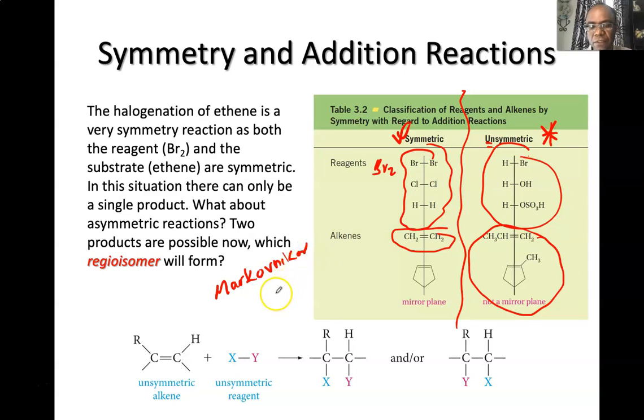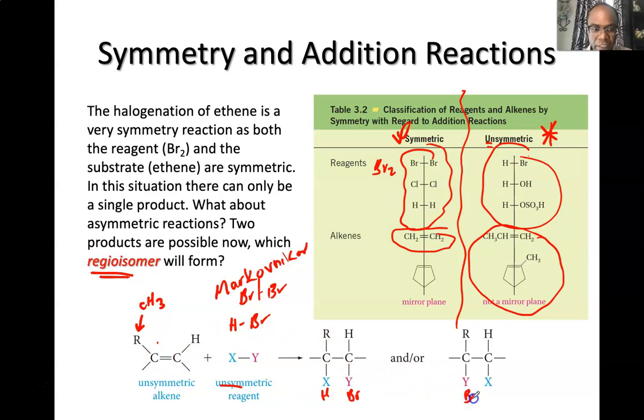Why do I say so? Because there are going to be regioisomers. So for example, assume that this is a carbon-containing group, for example CH3. If you're adding an unsymmetrical reagent like HBr, this is not symmetrical. Br2 was symmetrical because you can cut it into equal halves. So as you add HBr across, the H could end up on this carbon, and then the Br could end up on the other carbon, or the other way around.